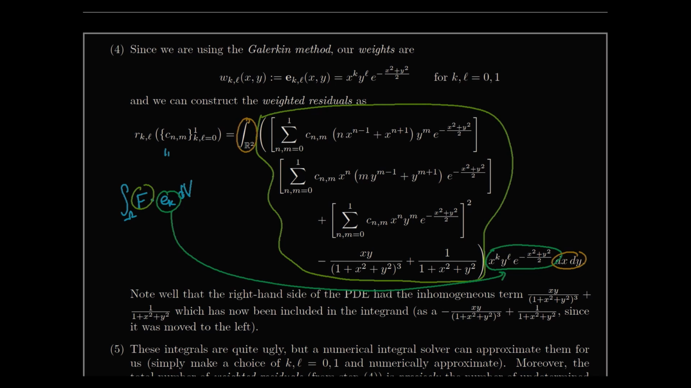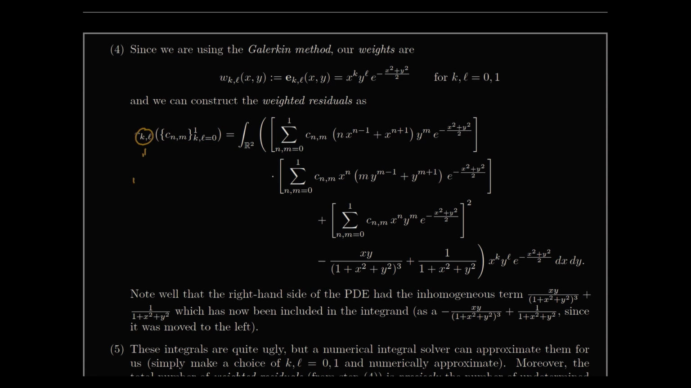Keep in mind, I have 4 unknown constants. How many residuals will I have? I'll have 4, because I can let k equal 0 or 1. I can let l equal 0 or 1. So there's a total of 4 combinations of k and l in the residuals as well.